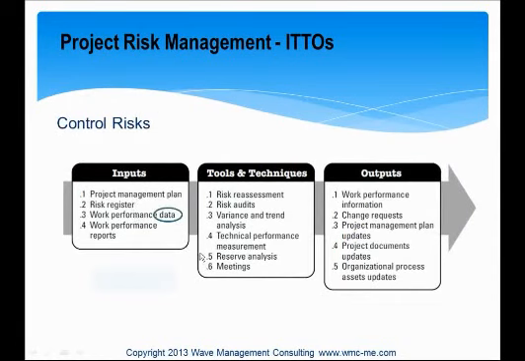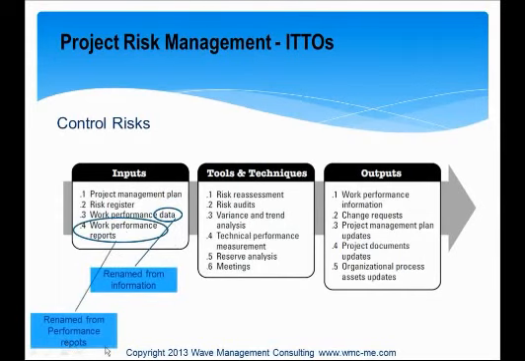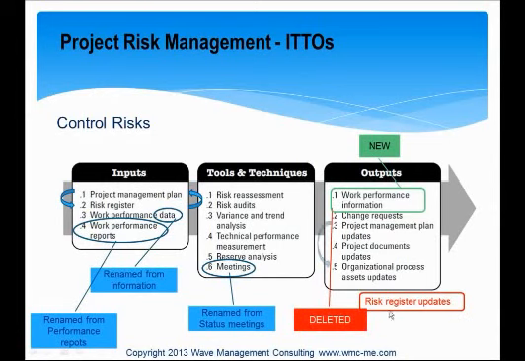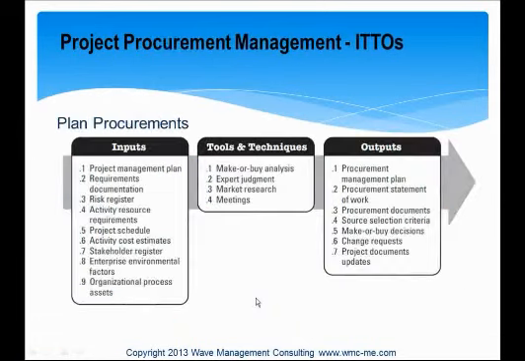Control risks, they renamed information to data. They renamed performance reports to work performance reports, and they did some shuffling there. In the tools and techniques, they renamed status meetings to meetings, because we really could be having meetings, not only status meetings, any type of meetings. In the outputs, we have work performance information as a new output, and they deleted the risk register updates, and they did some reordering there.